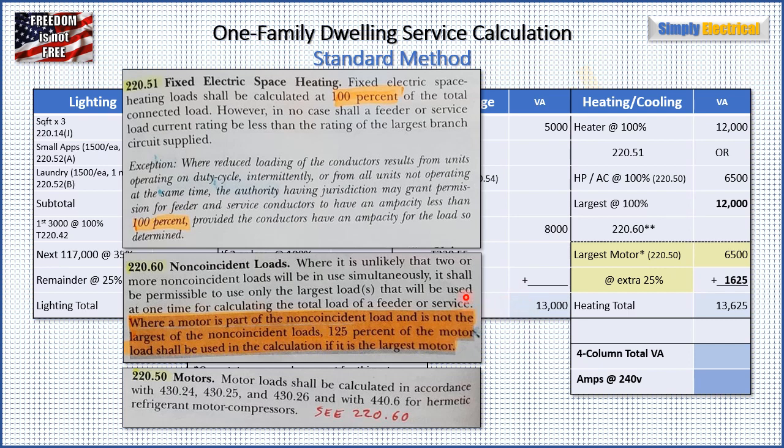But anyway, that's how I write it up in these examples: I just take 25% extra of the heat pump or AC in this case, even though it's not used in the calculation. It is a load on the service, so we're going to take that and add it to the 12,000, which is the largest load, and we're going to come up with 13,625 for our heating total.